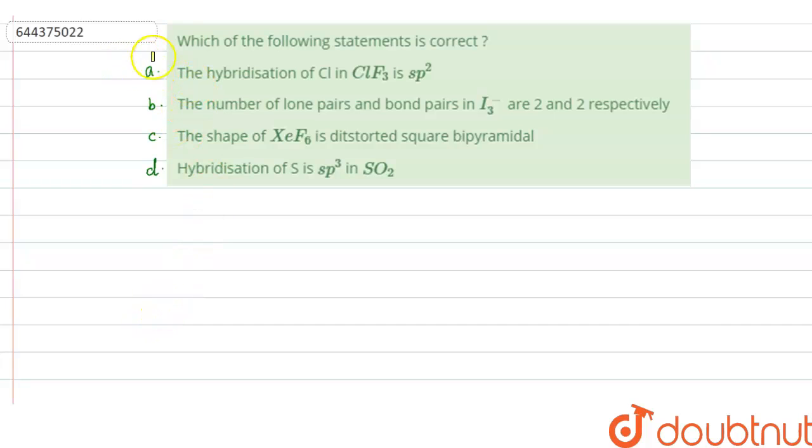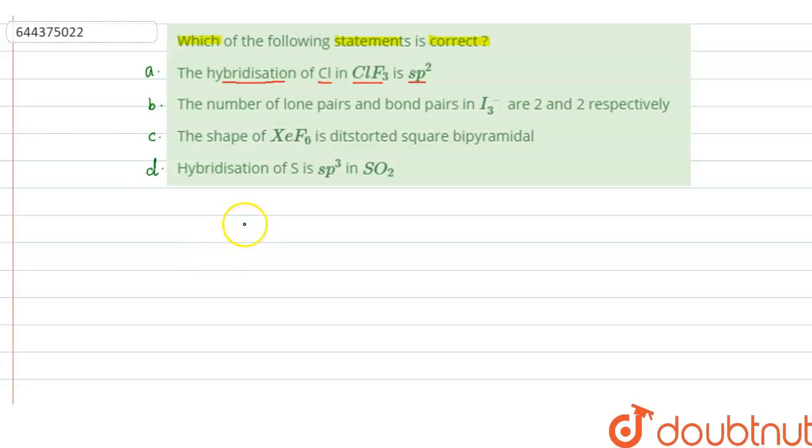Hello everyone, let us solve this question. The question says, which of the following statements is correct? In this question, four statements are given. We have to check which statements are correct here. In the first statement, it is given that the hybridization of chlorine in ClF3 is sp2. Let us check here.